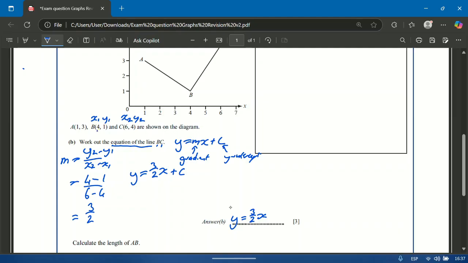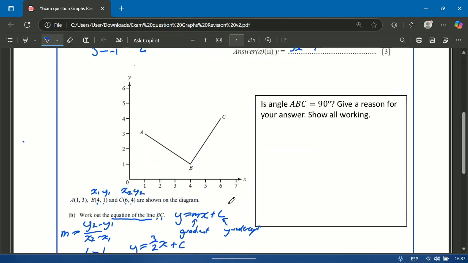Again, we can use any one of these coordinates. Let's use the one that's smaller. So y is 1, so change this y for a 1, and x is 4, so change this x for a 4. You can use your calculator to do this, but without a calculator, this line means divide, of course. So we need to divide 4 by 2, which is 2, and times it by 3, which is 6. Move the 6 to the other side, so 1 minus 6 gives us minus 5.